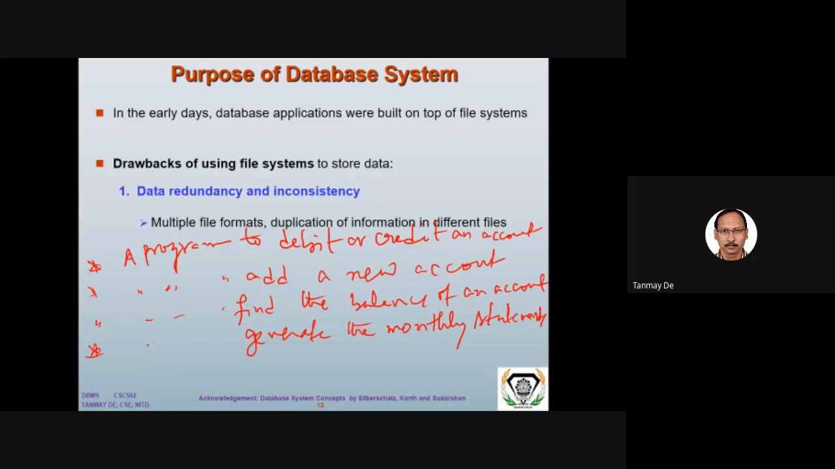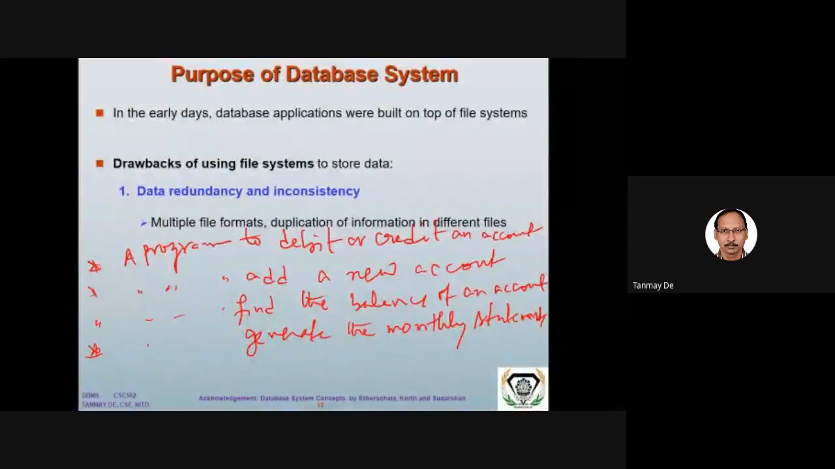I told you one example yesterday: suppose we consider the savings accounts file and the loan information or loan account file. In the savings account file, there may be the customer name and phone number, and in the loan or borrower file, there is also the customer name and phone number. But suppose a customer changes his phone number, and that customer is present in both files. Suppose the customer name is Amit Pal. Amit Pal has an account and has also taken a loan from the bank. So in both files, Amit Pal is present.